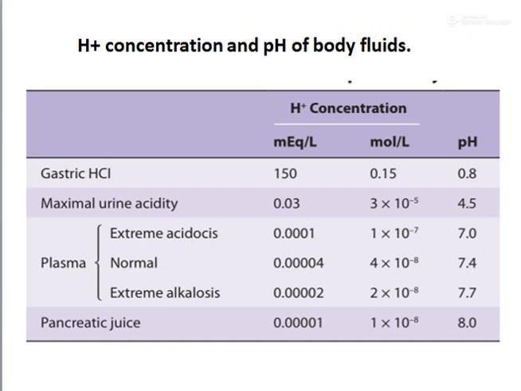This is the table that shows the H+ concentration and pH of the body fluids. You can see in this table that the pH of gastric HCl is 0.8 and maximum urine acidity, that is the limiting pH, is 4.5. The pH of plasma normally is 7.4. When it is acidic it is 7, when it is alkaline it is 7.7. Pancreatic juice pH is 8.